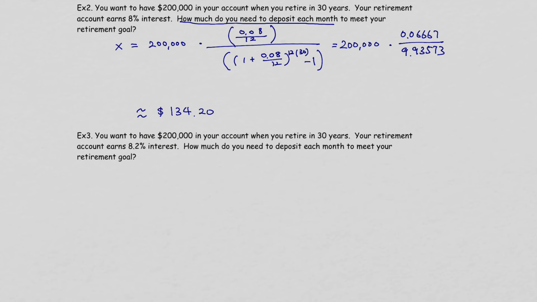So next problem, example 3, is asking exactly the same thing. How much do you need to deposit each month to meet your retirement goal? Retirement goal here is 200,000 also in 30 years. The only thing different between example 2 and 3 is your interest. So maybe you can stop this video and try this, and then match your solutions to see if you get this information.